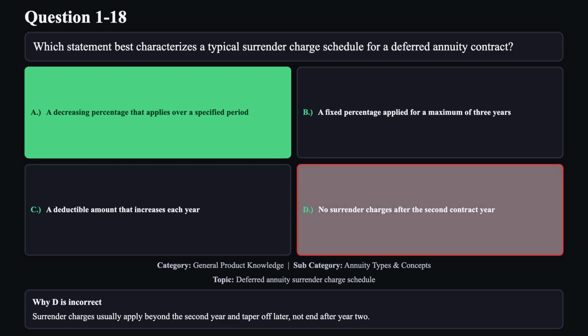Reason D is not correct. Surrender charges usually apply beyond the second year and taper off later, not end after year 2.